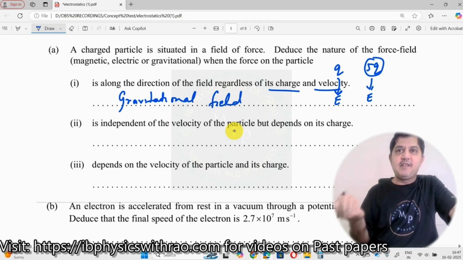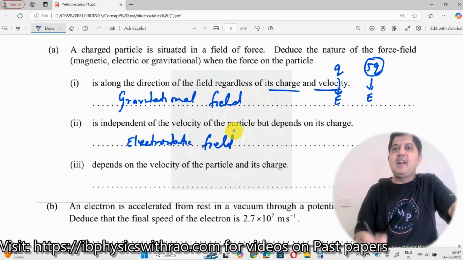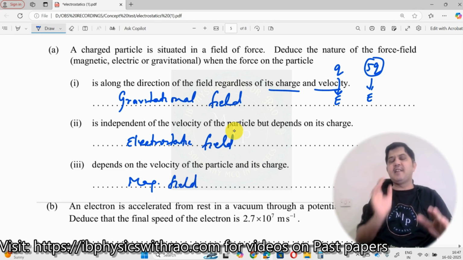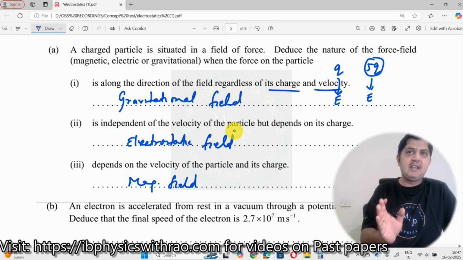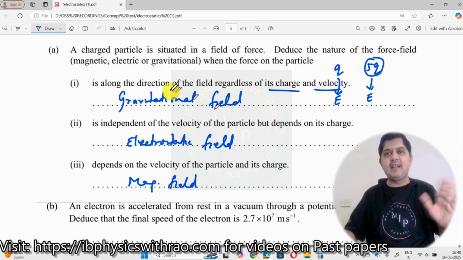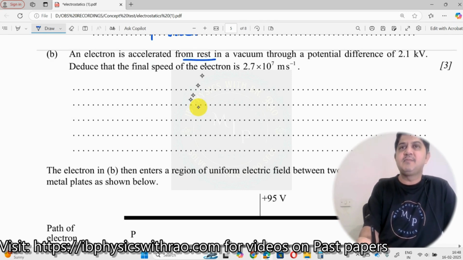kq divided by r squared, which is the electrostatic field. Electric field depends on the charge, while the magnetic force depends on both the velocity of the particle and its charge. Very clearly, that should be magnetic. So this question is about understanding the differences between three different fields. Attempt this and you will be able to understand the entire chapter of how electric field and magnetic field are connected.